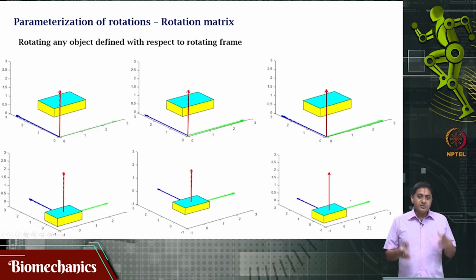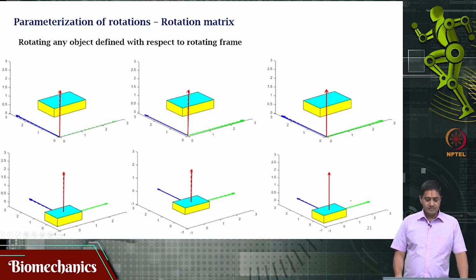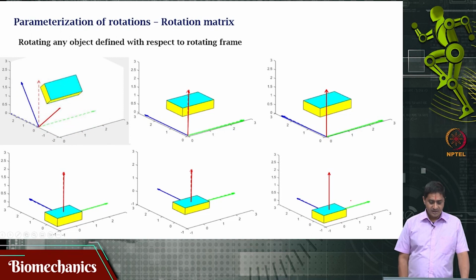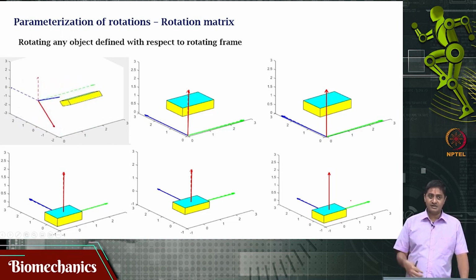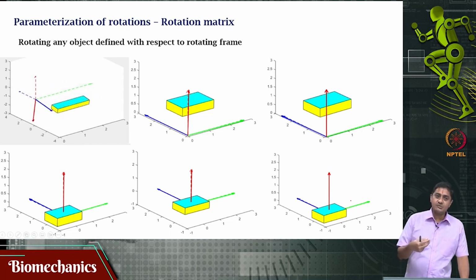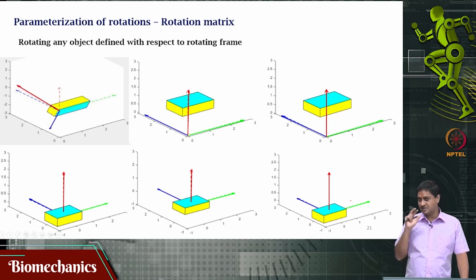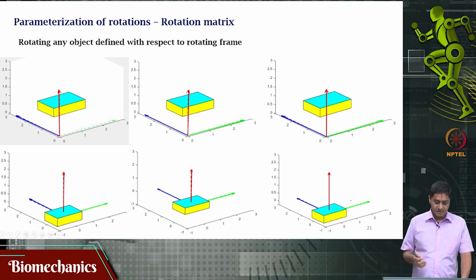Suppose you have a rigid body or an object, and I am interested in rotating this object with respect to a rotating frame. For example, like this, this object is rotating. In this case, the object is rotating with the frame. As the frame is rotating, the object is rotating. The object's orientation does not appear to change. What is the object then going through? Something for you to think about.